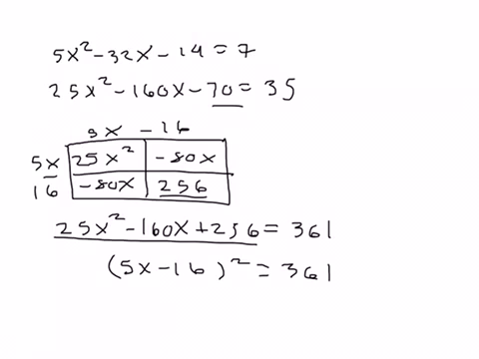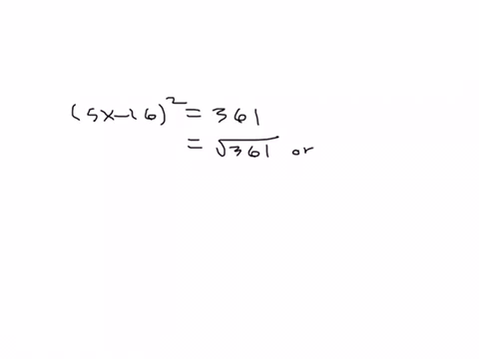So 5x minus 16 equals 361. So (5x minus 16) squared equals 361. I hope that's right. I think it is. So that means that something, right? So that something squared equals either the positive square root of 361 or the negative square root of 361. And what equals that? Well, 5x minus 16.